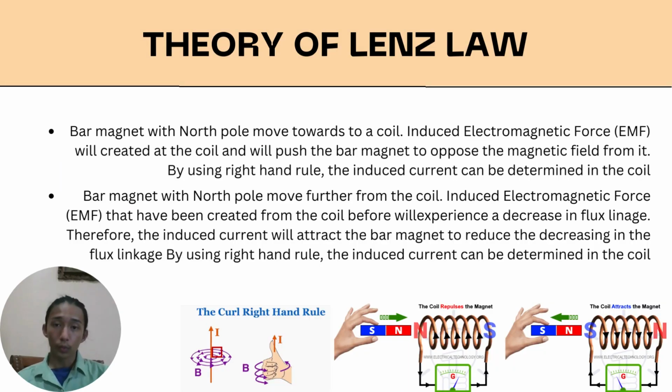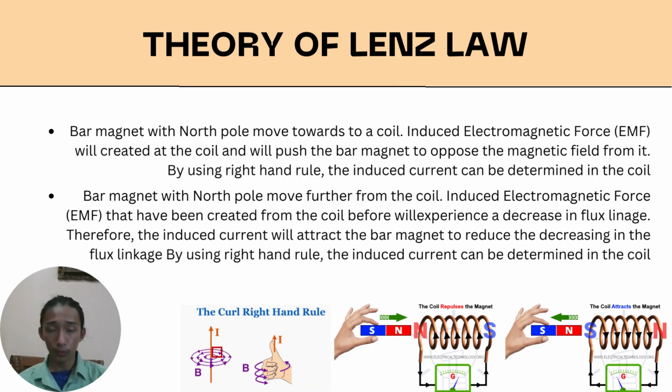For the next part, I will present how Lenz's law works. For this part, I will give you two cases, which include a bar magnet and a coil. First, we consider a bar magnet that is moving towards a coil, and we will use Lenz's law to explain the polarity of the electromagnetic force.